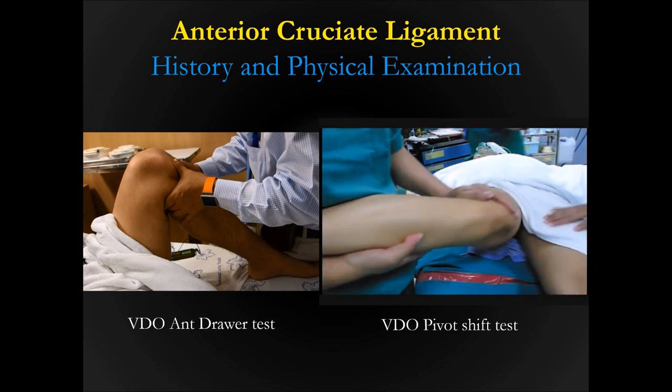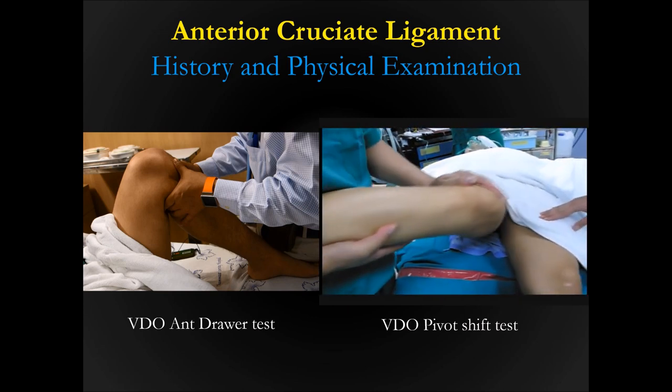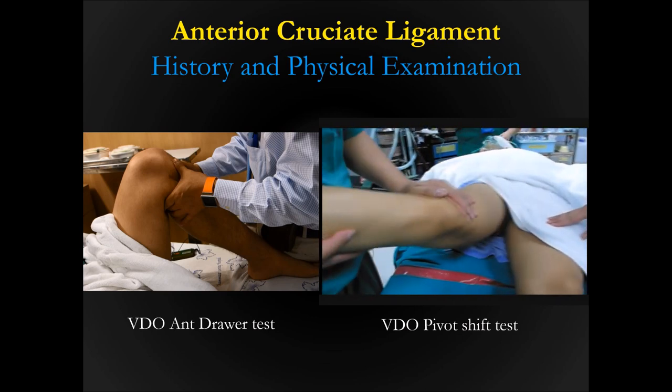This test we call the pivot shift test. You apply internal rotation, starting from extension to flexion, about 20 to 30 degrees, and you can feel that the knee pops again. So this is the mechanism. We mimic the mechanism of the ACL injury.